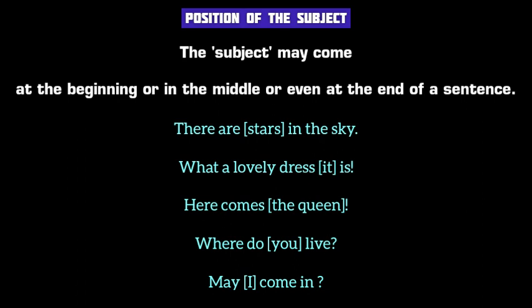And then in the interrogative sentence, where do you live? The pronoun you is the subject coming in the middle of the sentence. In the last example, may I come in, which is also an interrogative sentence, the subject is I coming in the middle of the sentence. So it's clear that the subject of a sentence may come in different forms and at different positions of the sentences.